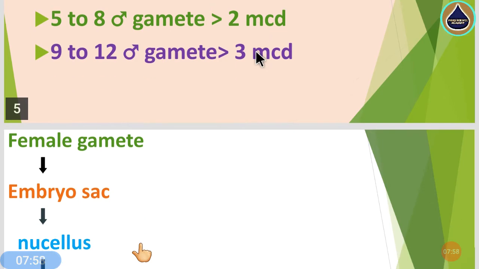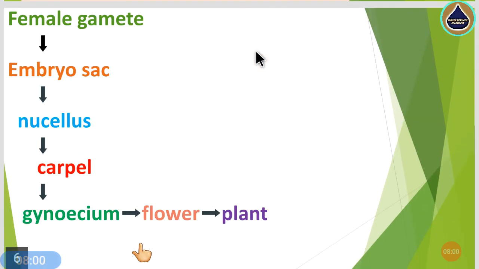Now we'll go for the female gamete. Earlier I explained about the male gamete, how it is formed, where it is formed, and how many cell divisions are needed. It is now clear that 4 male gametes from the 4 pollen grains are formed by one meiotic cell division from the pollen mother cell. Now we'll go for the female gamete and how it is formed and where the location of this female gamete is.